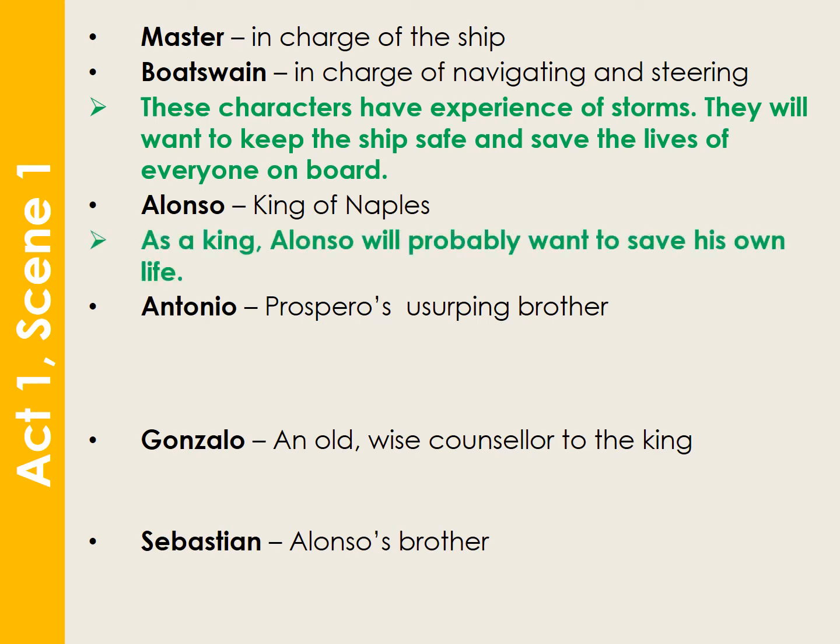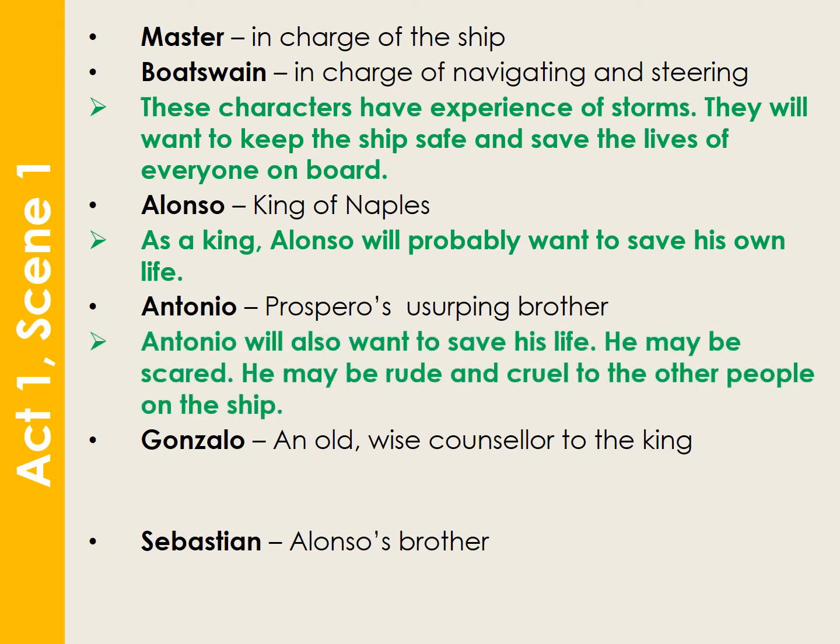Alonso, as a king, he will probably want to save his own life. That's probably going to be the most important thing to him because of his role, because of how important he is in society and in Naples. He'll want to ensure that he comes out of this alive and well. Antonio. Antonio will also want to save his life. He may be scared, but he also may be rude and cruel to the other people on the ship.